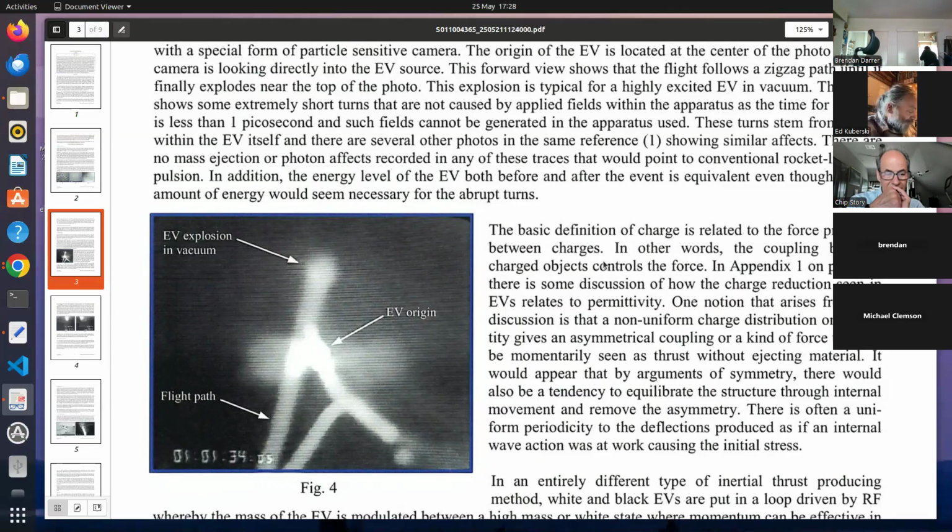There are no mass ejection or photonic effects recorded in any of these traces, but that would point to conventional rocket-like propulsion. In addition, the energy level of the EV both before and after the event is equal, even though a large amount of energy would seem necessary for the abrupt turns.